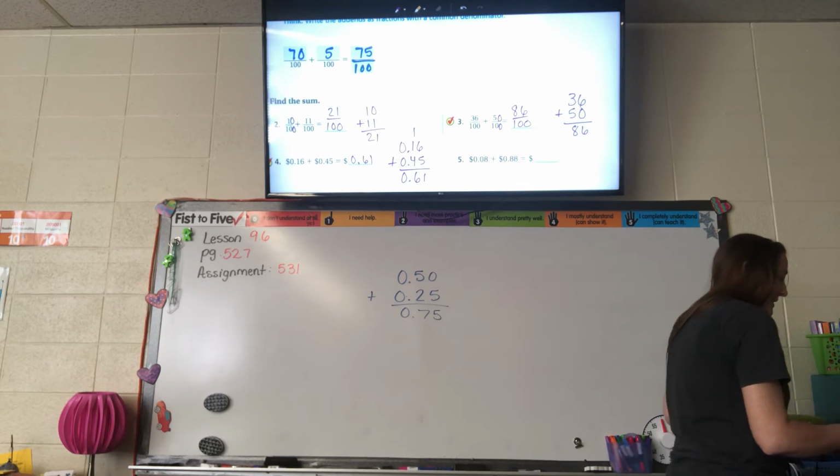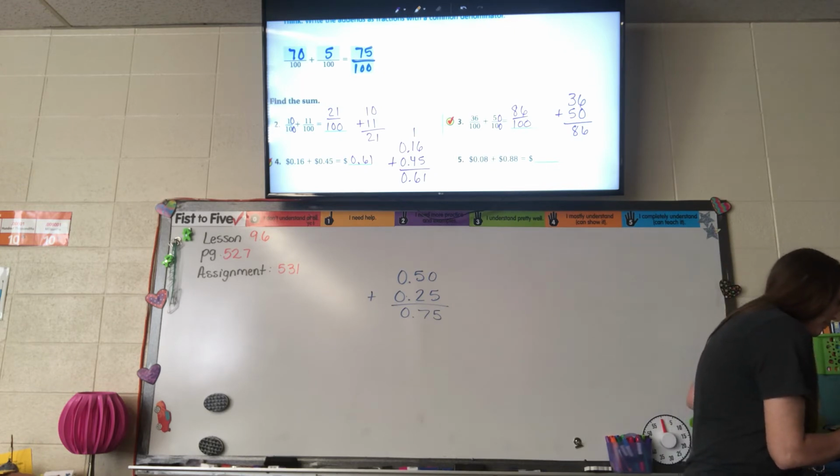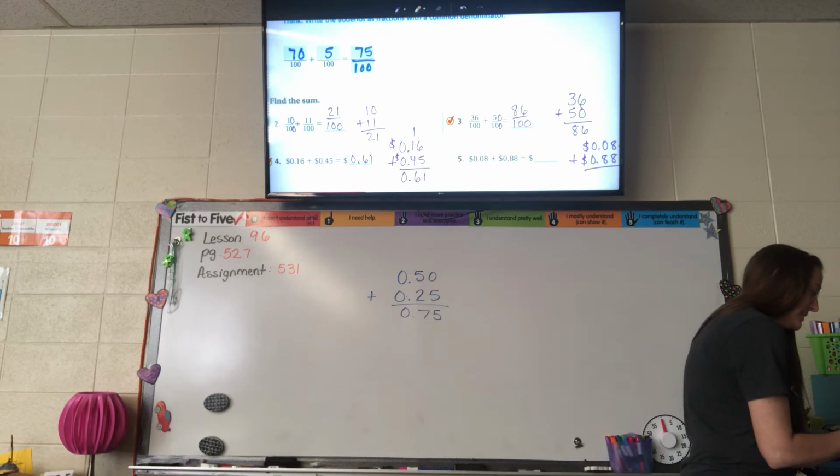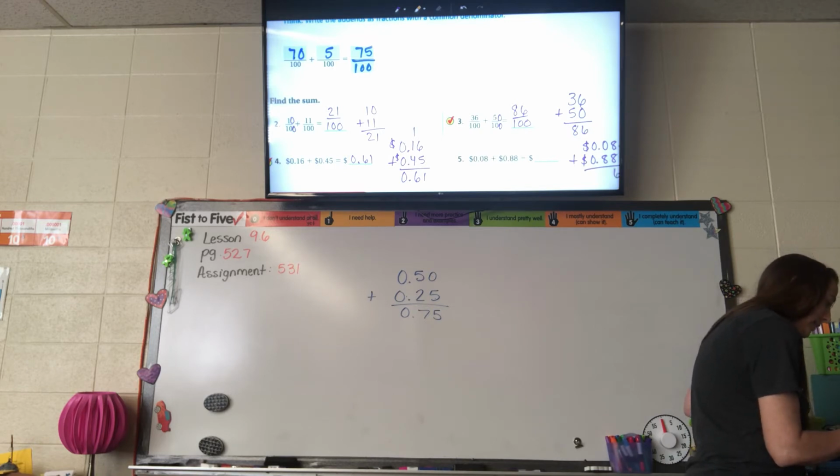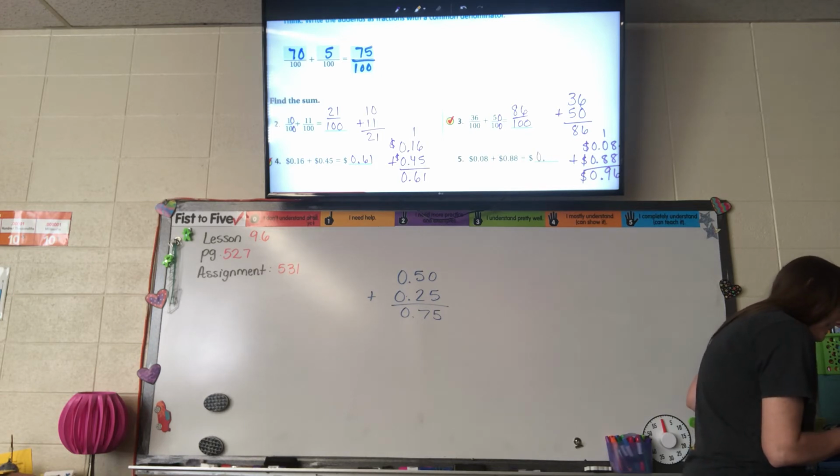And then 8 cents plus 88 cents. So we're going to go, I didn't do my dollar signs over here. Dollar sign 0.08 plus dollar sign 0.88. So 8 plus 8 is 16. Put down the 6, carry the 1. 8 plus 1 is 9. Bring down the decimal place. So that total would be 96 cents.